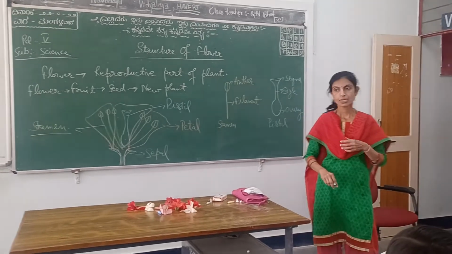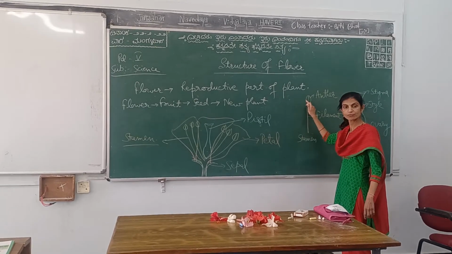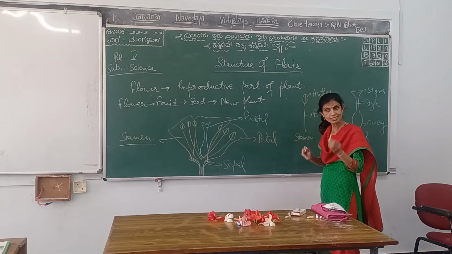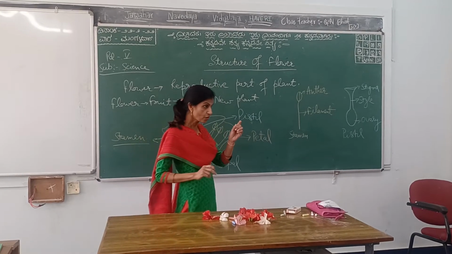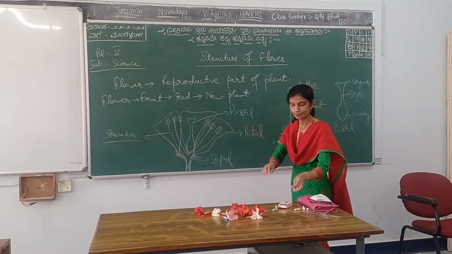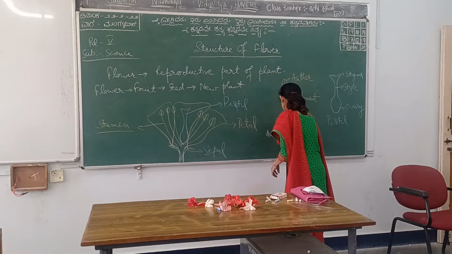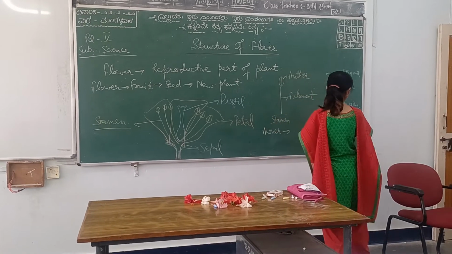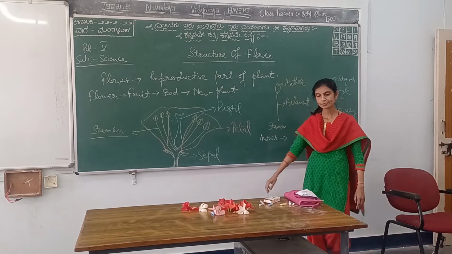Now, this is anther, head of the stamen. It contains very small powder-like substance, powder-like cells. These cells are known as pollen. In anther, what is present? Pollen.